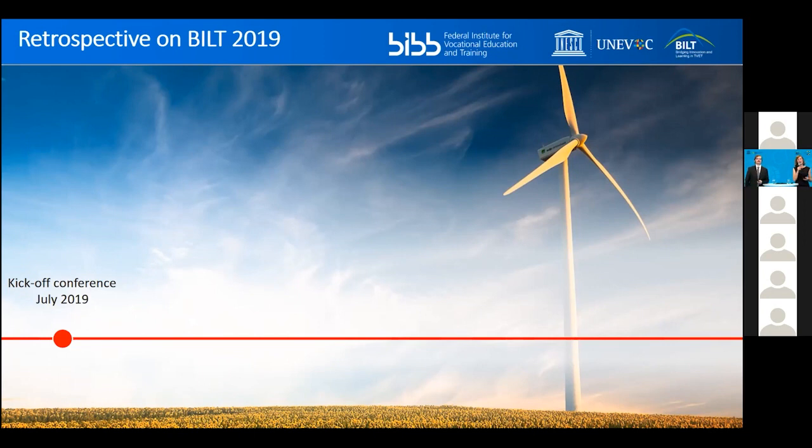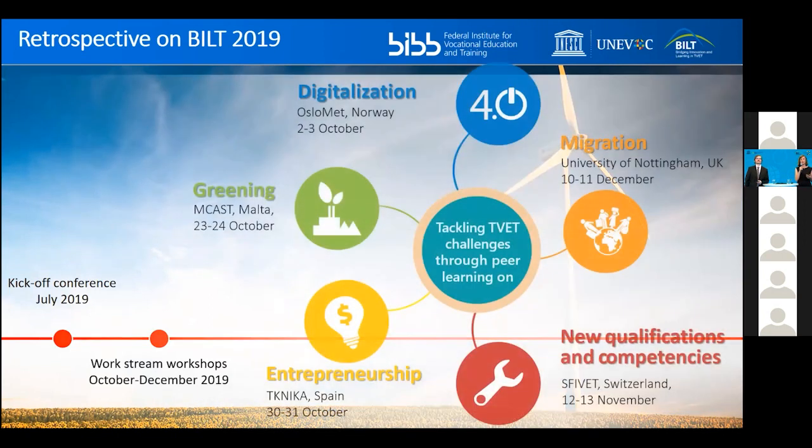And after that, we held a workshop on each of the BILT themes that was organized at different UNEVOC centers in Europe between October and December 2019. If you look, for example, at the top right bottom, the workshop on new qualifications and competencies, our overarching topic, took place at Swiss UNEVOC Centers TVET in Switzerland. So different UNEVOC centers become hosts for such types of events.